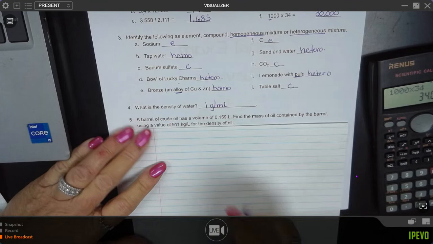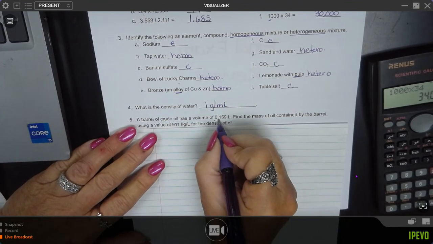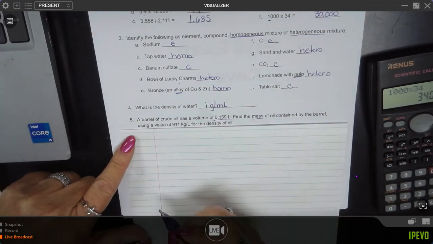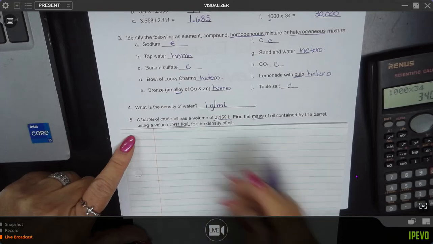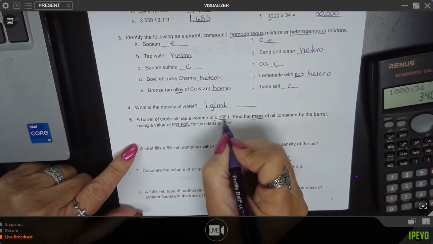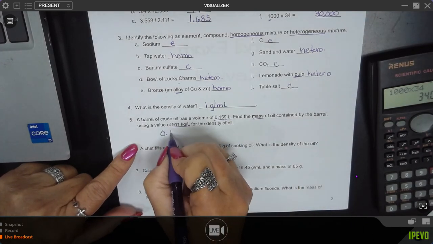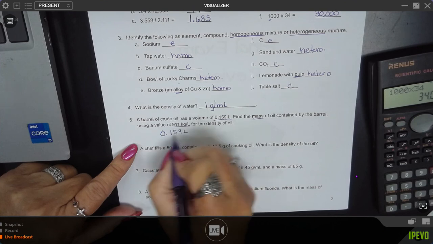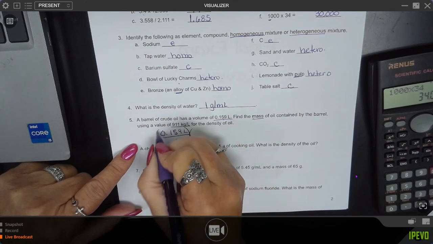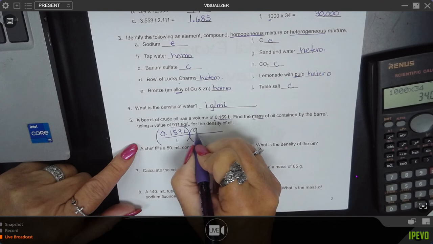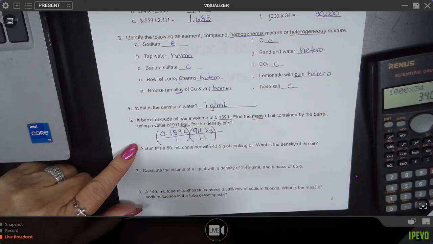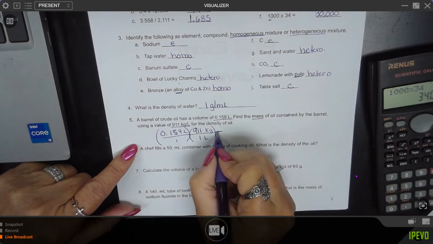So let's see, we have a barrel of crude oil that has a volume of 0.159 liters. We want to know the mass of the crude oil if we have a density of 911 kilograms per liter. Okay, so we're going to start with this number. 0.159 liters. We're going to use density as our conversion factor. Okay, so we want our units to cancel out. So density is 911 kilograms per 1 liter. Remember when we have that slash, that's telling us we have a unit on the bottom.